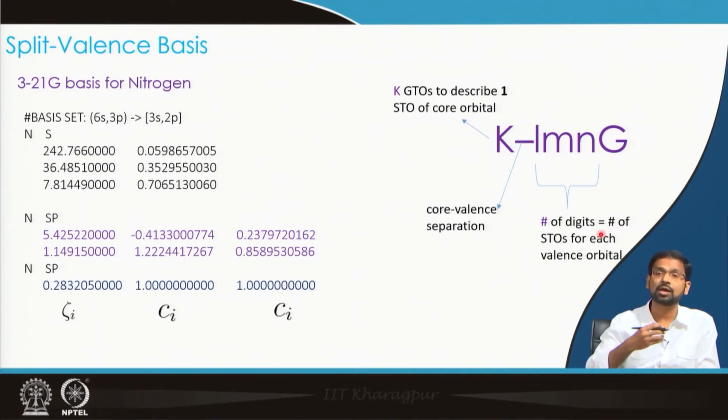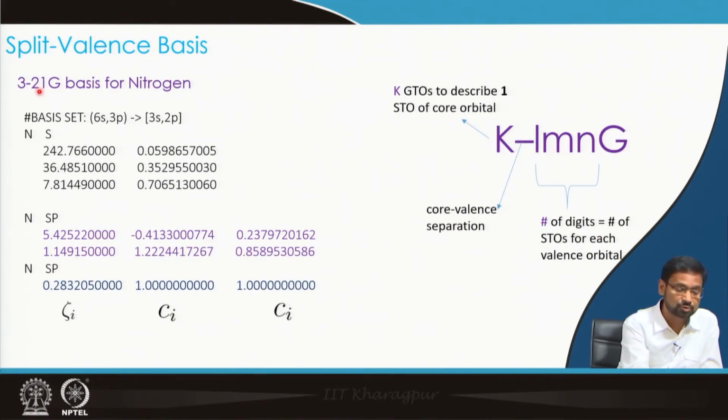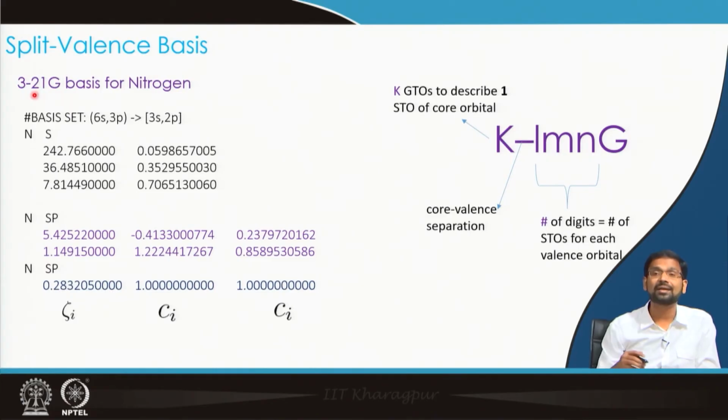So, remember we are talking about double zeta, for example. In that case, we wanted 2 zeta functions to describe one orbital. In such cases, I would have a 2-digit number over here, like here you see 2, 1. That would tell that my valence orbitals are being expressed as 2 Slater type orbitals with 2 different zeta values. Now, the number of digits present here tells me whether it is a double zeta or triple zeta.